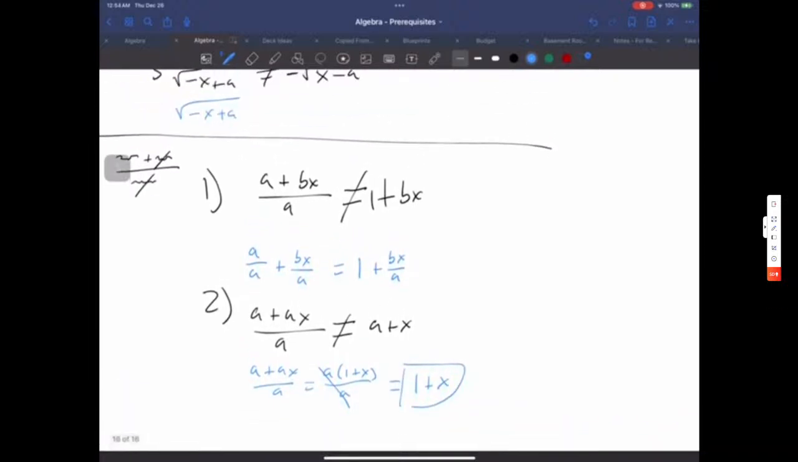And the last one involves cancellation: 1 plus x over 2x is not equal to, this is weird, 1 plus 1 over x. I have no idea why anyone would make that mistake.